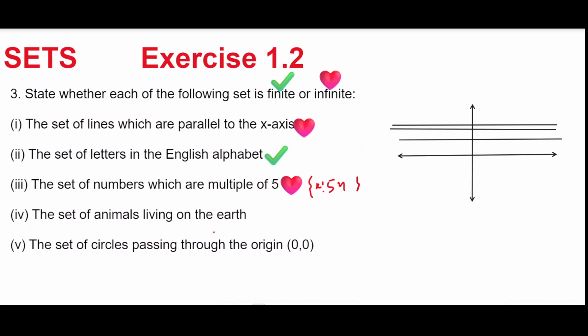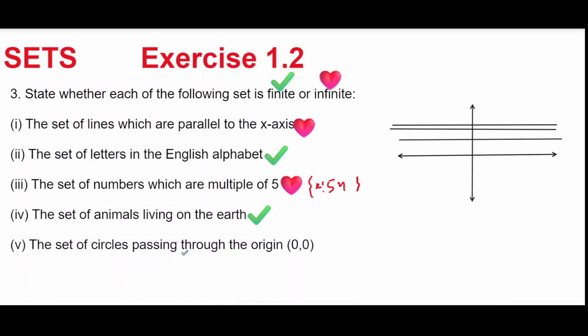Now, the set of animals living on the earth. Nobody can calculate living animals on the earth. It is quite a big number, but there are only so many animals available on the earth, since there is no other planet. So this is fixed, and if this is fixed, then we can define a finite set.